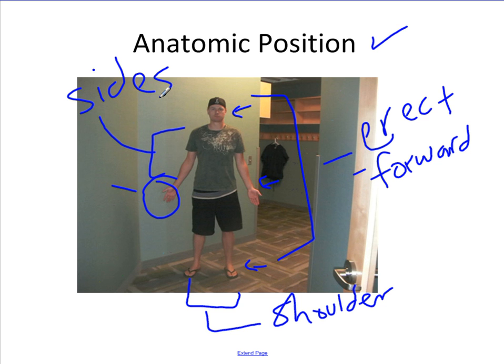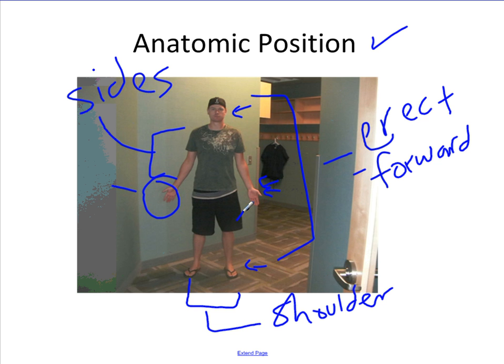So if you want to talk about an object being in front of or behind another object, you come back to this position and think, okay, if I'm in anatomic position, then the trachea is in front of or anterior to the esophagus. The thumb is the lateral or the outside digit of the hand, while the pinkies are the medial or inside digits of the hand. Okay, you get the picture.